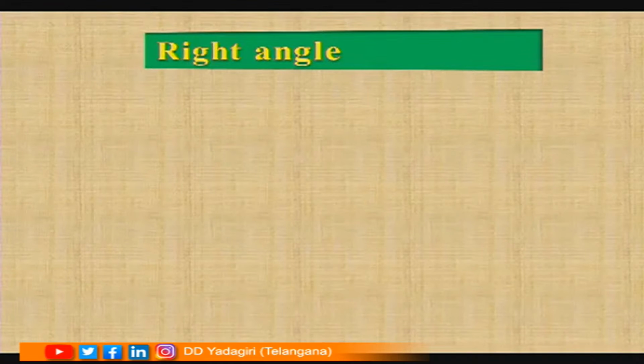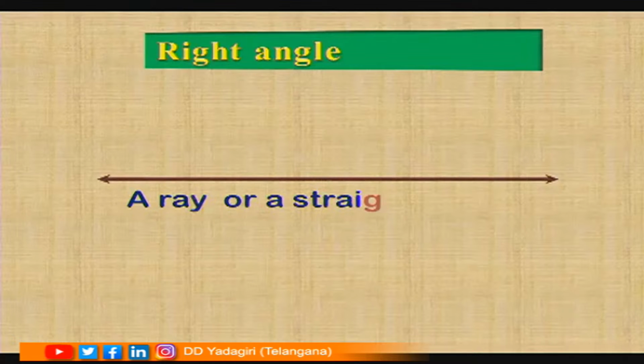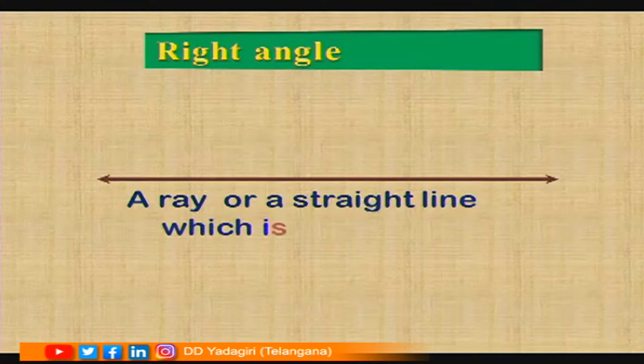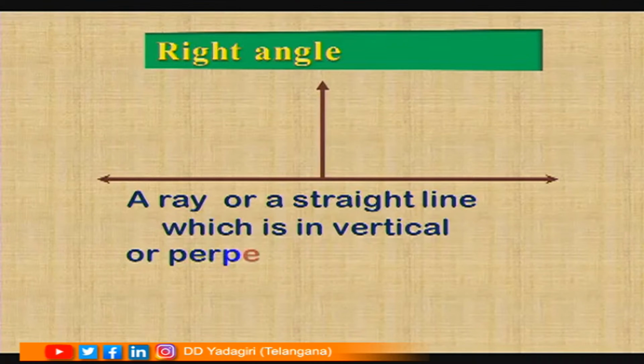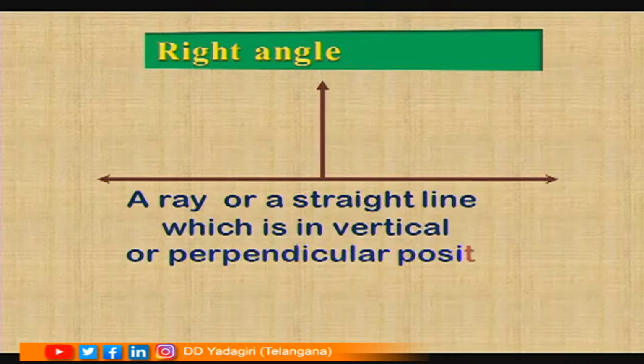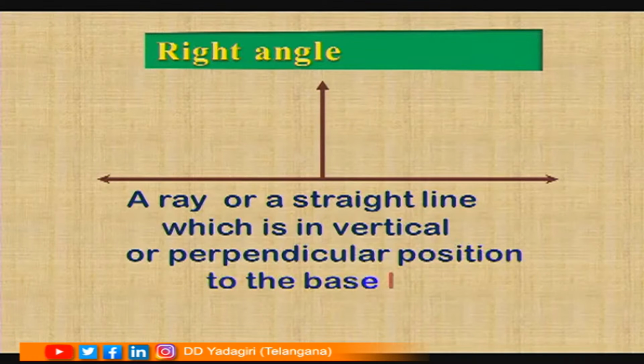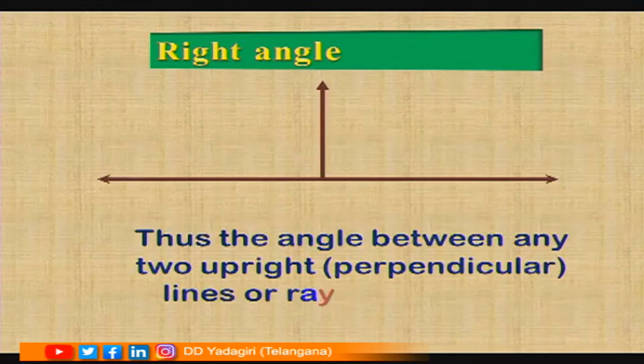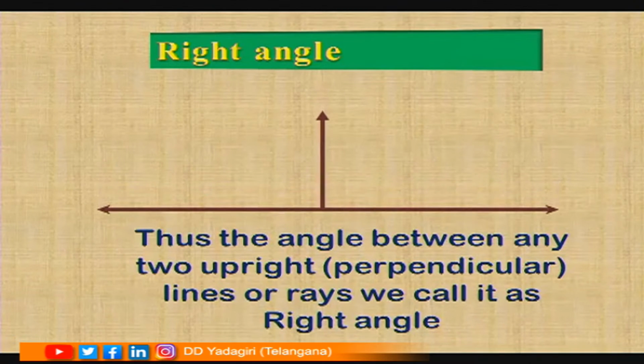Let us discuss the right angle, why a right angle is equal to 90 degrees. A ray or a straight line which is vertical or perpendicular to the baseline, we call the upright line or a perpendicular line, isn't it? Now, let us use these two perpendicular lines to find what the angle of those right angles can be. Thus, the angle between any two upright or perpendicular lines or rays we call a right angle.